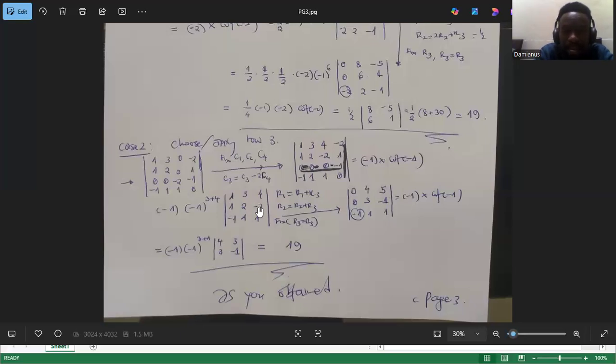Next, you have this guy plus this guy. You get 1 plus -1 is 0. Then 2 plus 1 is 3. -2 plus 1 is -1. And then row 3 is row 3. So it's -1, 1, 1. And now we are good to go.